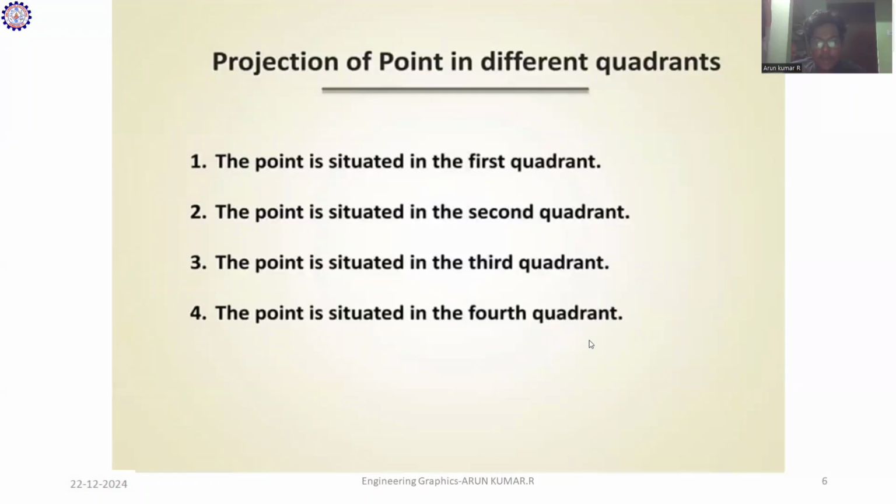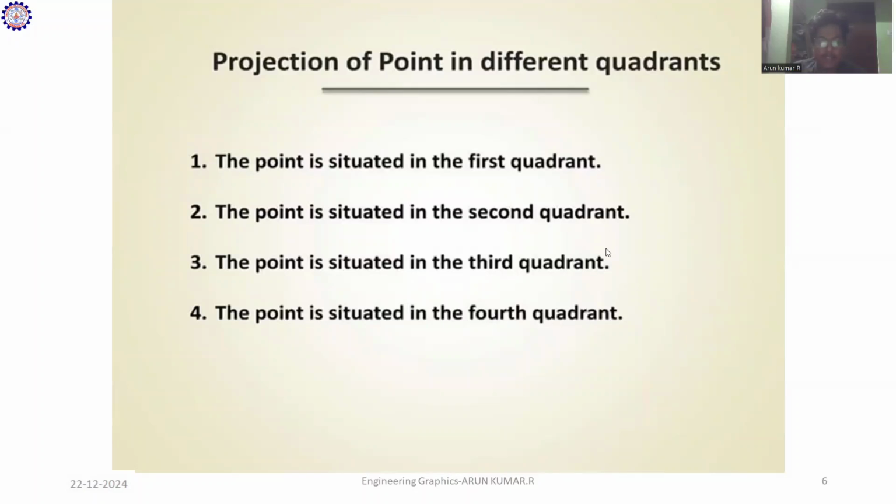So, projection of points in the different quadrants. These are the cases we are going to discuss while solving problems. Whenever you have to understand whether a point is placed in the first quadrant, second quadrant, or third quadrant, that is very important to solve projection of points problems. So let's see the cases we are discussing in this class.